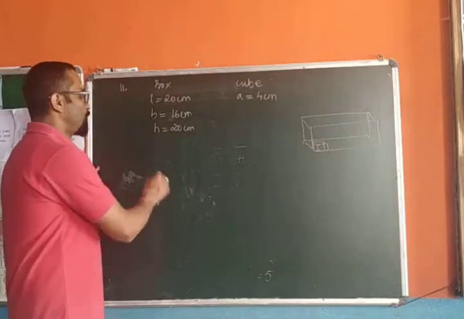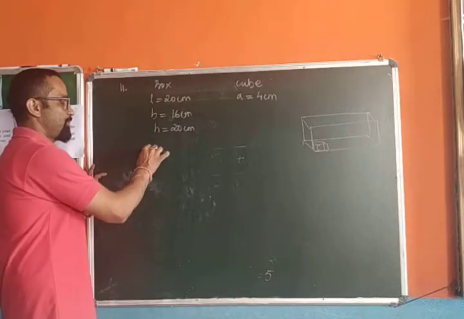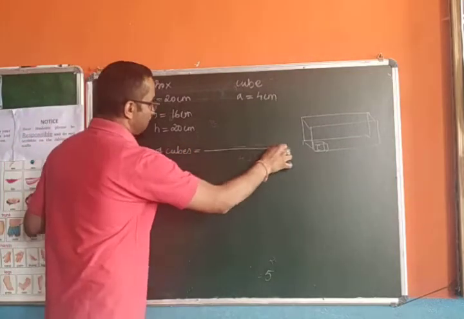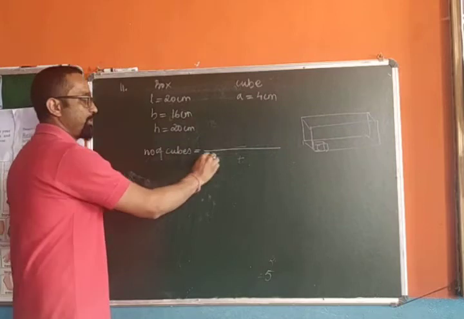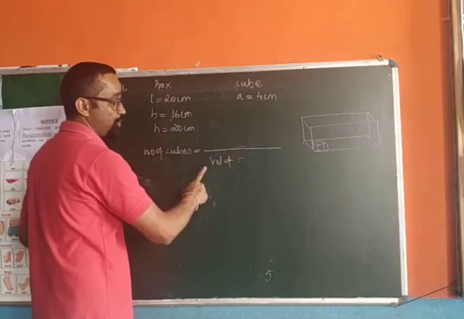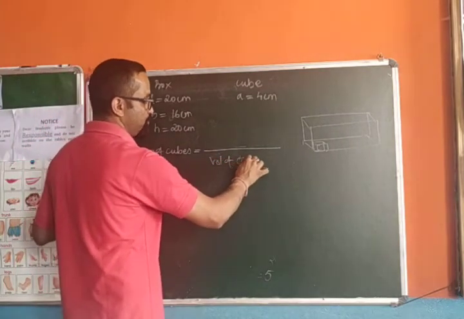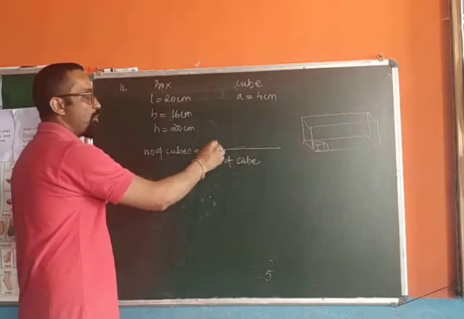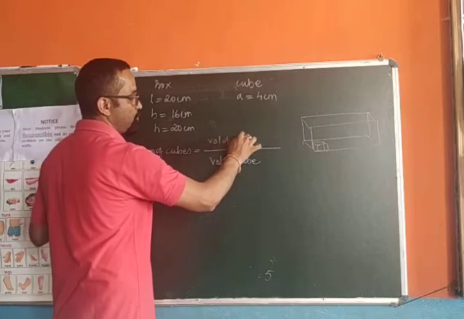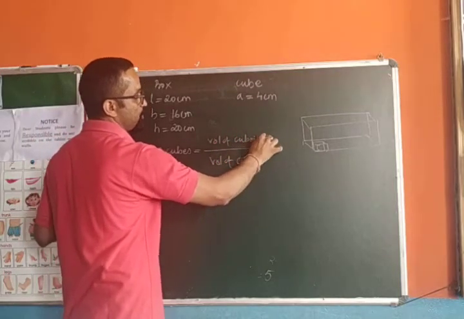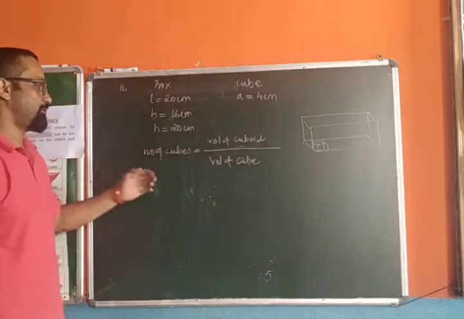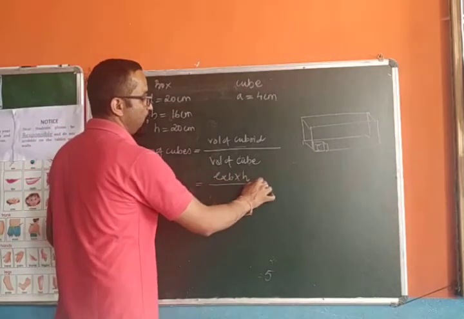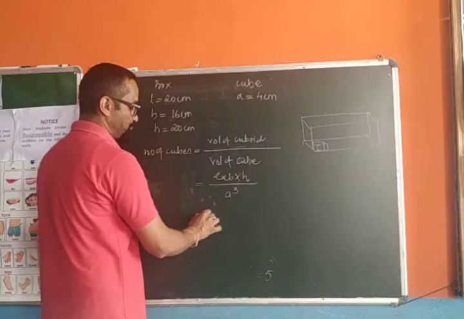So what do we do? We straight away do the calculation, number of cubes. Since we are calculating cubes, its volume must be kept in the denominator, volume of cube. It is put into the box, volume of cuboid, because the box is in the form of a cuboid. It is length into breadth into height, and volume of cube is side cube.